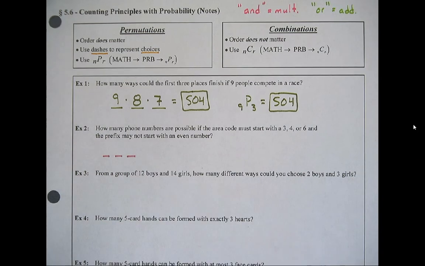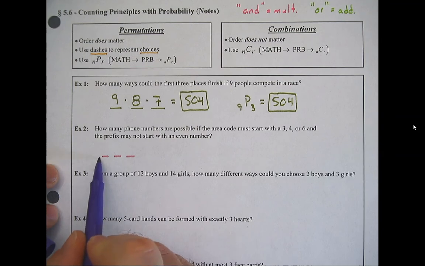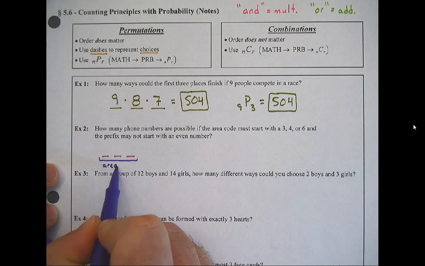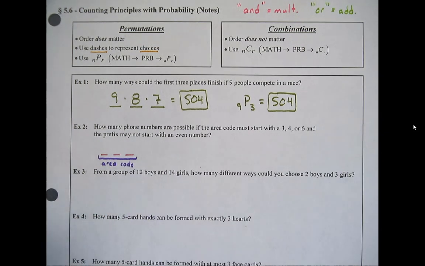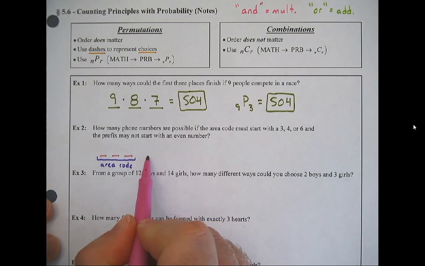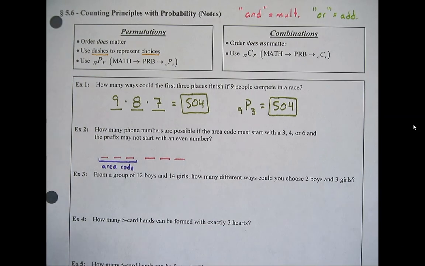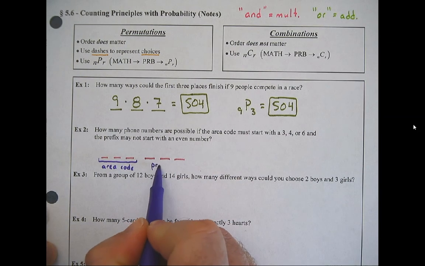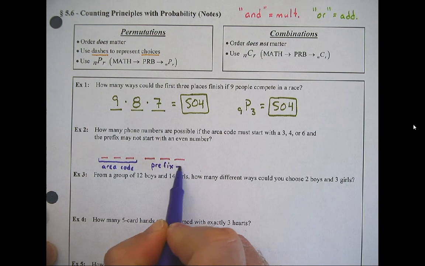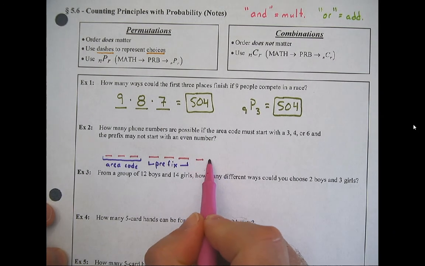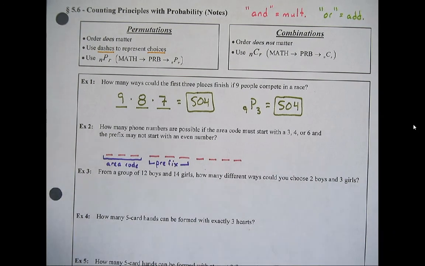So the first 3 things are what we call the area code. First 3 things, I should say the first 3 digits. This is what we call the area code. Then you would have to choose 7 more digits. The next 3 numbers, this is what we call the prefix. And then we have 4 more digits. This is what we call the suffix.